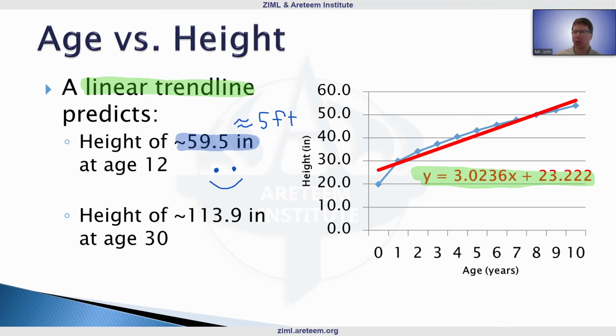But we could also look at our second one. So we have a height of roughly 113.9 inches. And this is almost 10 feet tall, a little less than 10 feet tall, or kind of 9.5 feet tall, if we like. And this one probably is not a good prediction. So we have a bad prediction in this case.